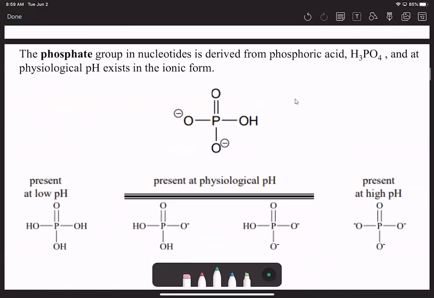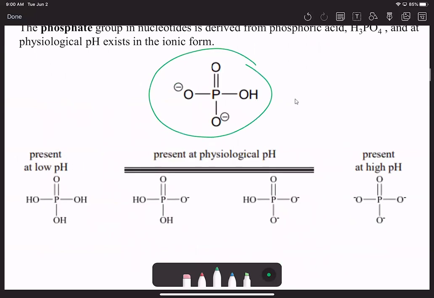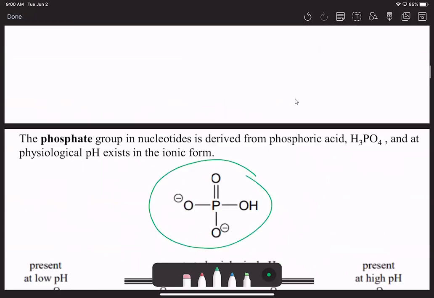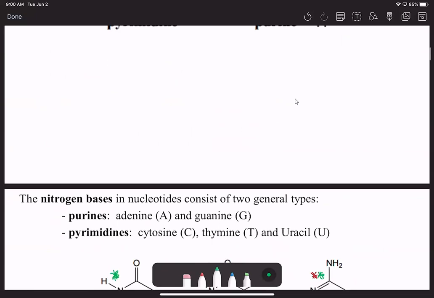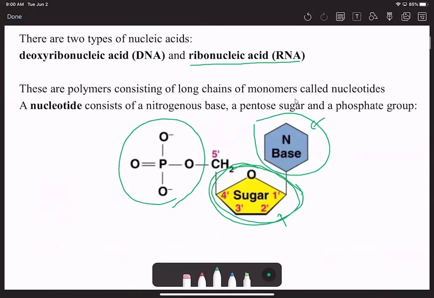And then we have our phosphate group, right? So our phosphate derived from phosphoric acid, but those 3 components are all what make up what we call a nucleotide. So know this term. You need to know what a nucleotide is, and that it contains a nitrogen base, a sugar, and a phosphate group.